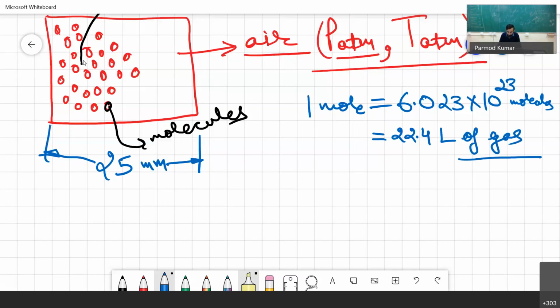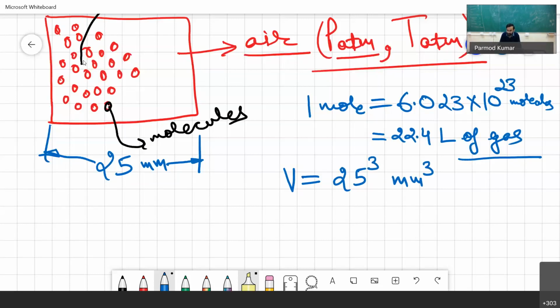Now we have to identify how much volume we have. Whatever volume I have considered, if I consider that I have a cube of 25 mm side, and this cube is entirely filled with the gas, then the volume of the container will be equal to 25 cubed, and this volume we are calculating in mm cubed.